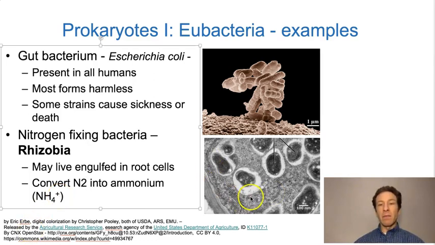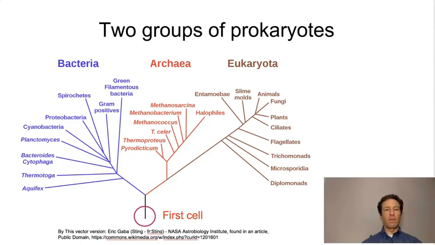What we see in this image is a cross-section of a root cell, and these dark spots are enlarged rhizobia bacteria inhabiting parts of the root. So we've talked a bit about the Eubacteria. We'll next talk about the Archaea, which is this group here.